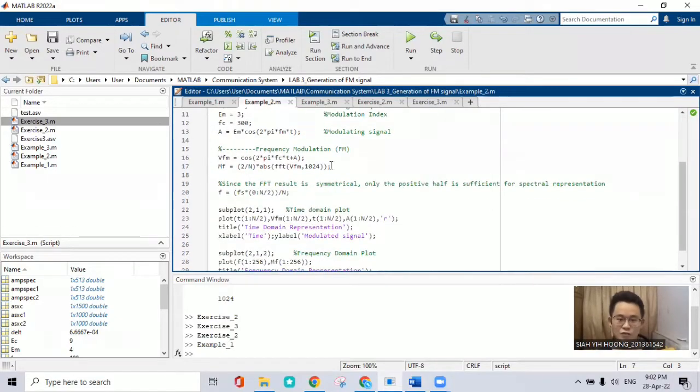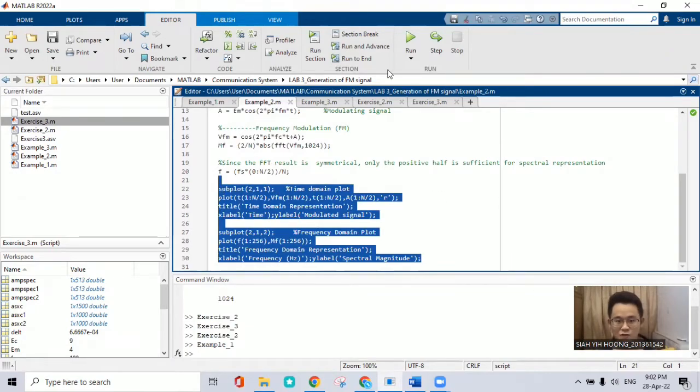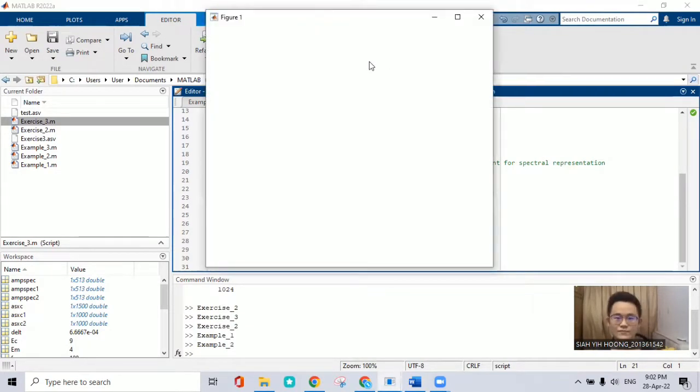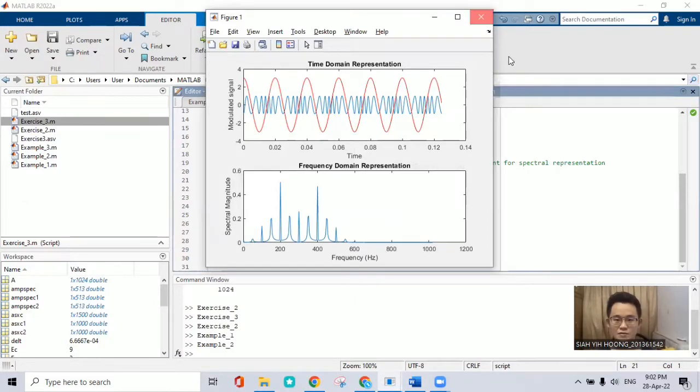After that, we need to declare the expression for the wave signal. And after that, we need to use FFT, which is the Fourier transform. Then we will just plot our graph out. As you can see, this is the graph. This is the time domain representation. This is the frequency domain representation.